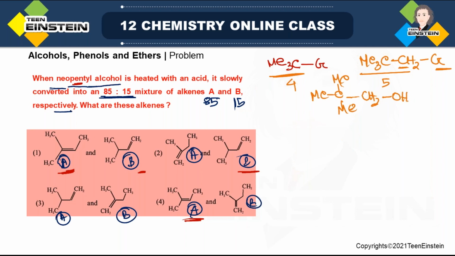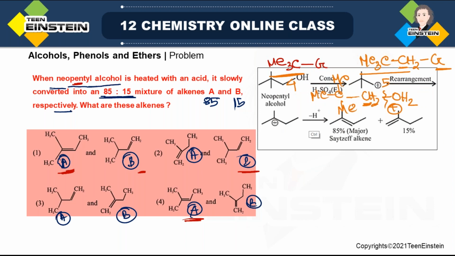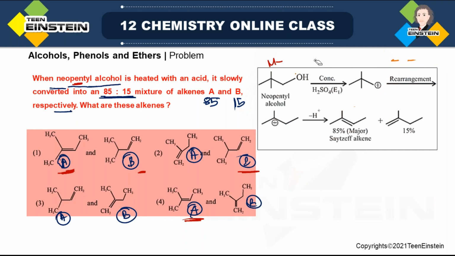Now when you are using acid, OH will be protonated, so the carbon-oxygen bond will be cleaved. You will be getting some positive charge over this carbon, but this is a 1 degree carbocation, so you must do rearrangement. Now after rearrangement, this is neopentyl alcohol, this is CH2 plus, methyl rearrangement possible. So one of the methyl groups will now be shifted, and you will be getting the positive charge.